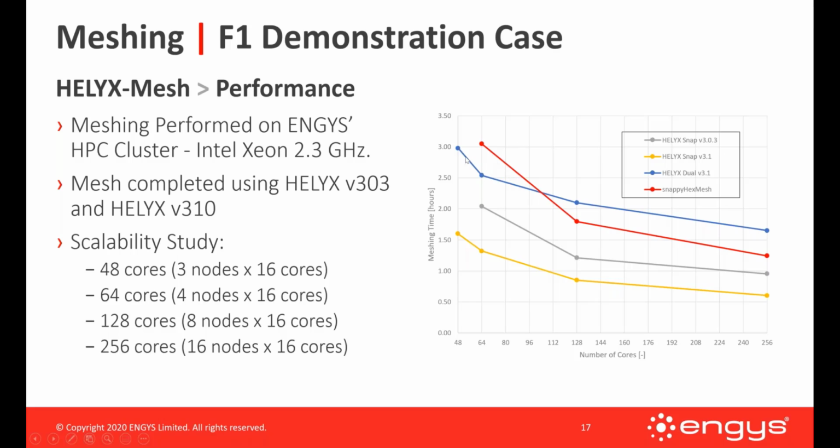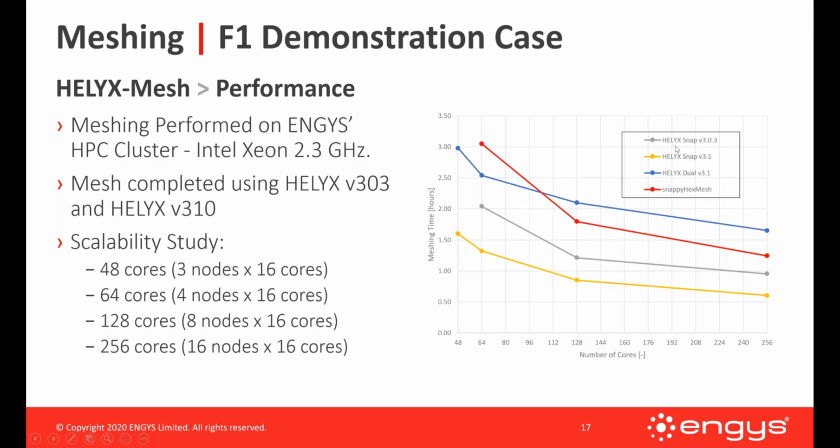So you can see right here, this red line is helyxHexMesh. And we can see that there is a decrease in overall meshing time as we increase core count. So if we add more cores to this particular case, then it improves its speed. Okay, great, that's what we hope for. And then these other lines down here are HELYX snap layer addition. So the standard layer addition algorithm, we've got really great performance from 48 to 256. Still, this is much better compared to Snappy.